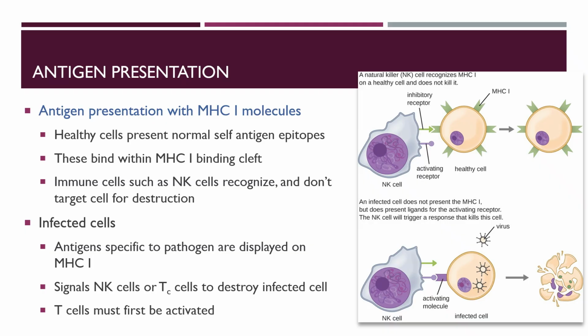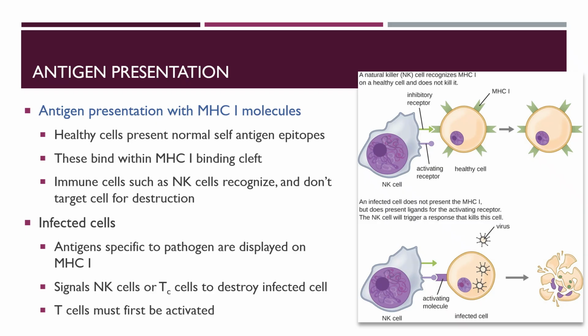Antigen presentation with MHC1 molecules. The healthy cells present normal self-antigen epitopes. These bind with the MHC1 binding cleft, and the immune cell, such as a natural killer cell, is going to recognize it and target the cell for destruction. Infected cells, antigens specific to a particular pathogen, are displayed on MHC1.